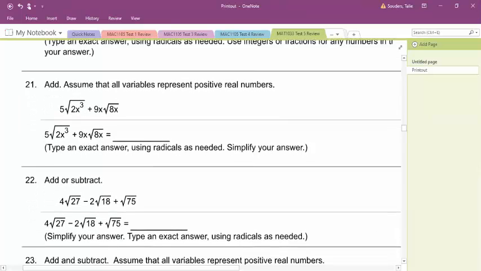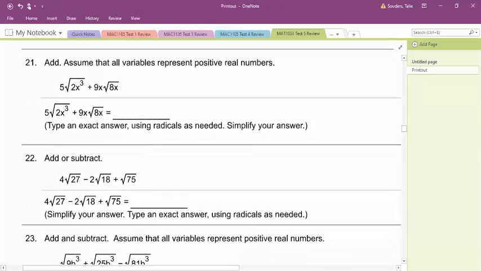Okay, now we're going to add and subtract some radicals. When you're adding and subtracting, what is really important? What's inside the square root has to be the same. So the first thing we need to do here is simplify both radicals to see if we end up with the same value inside each radical.